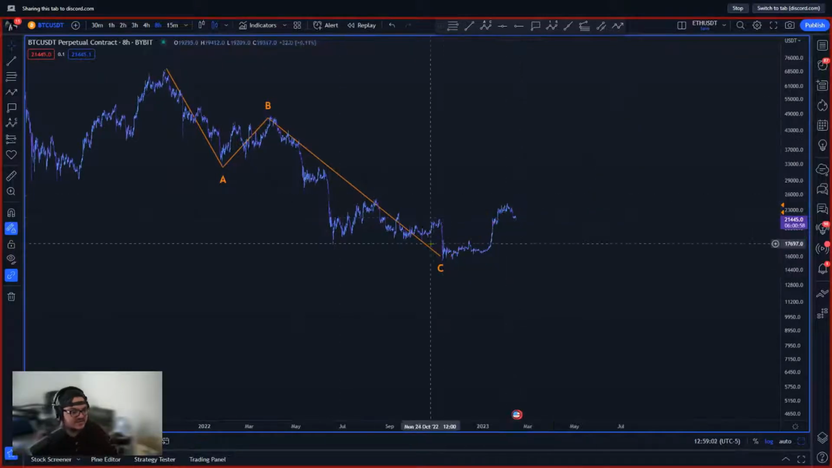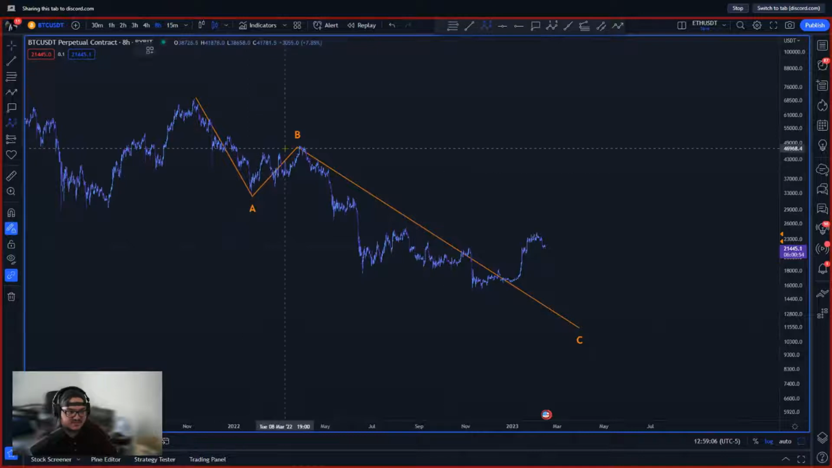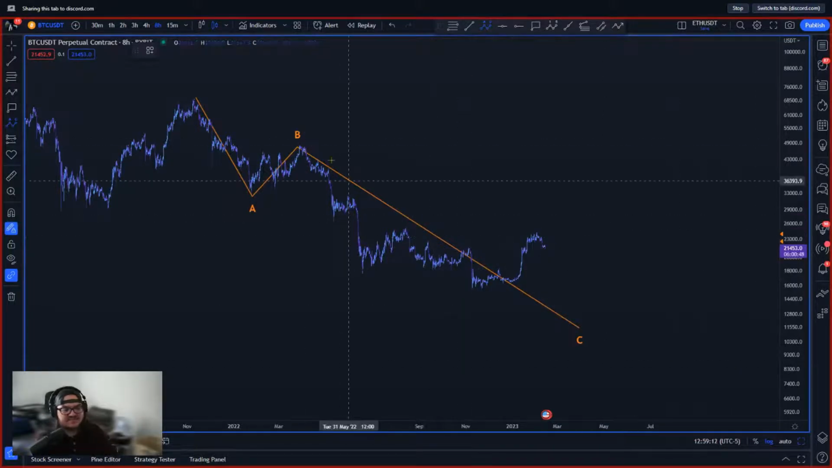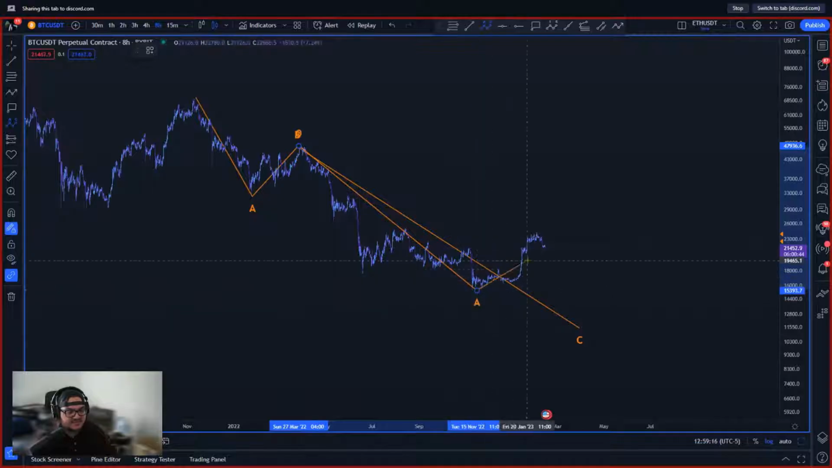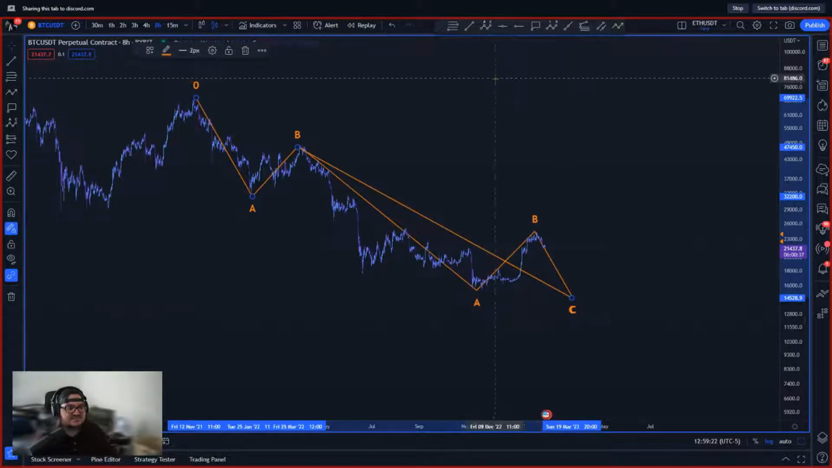The other possibility is that maybe the C wave is not done. This is a little bit more of, not my favorite option. My favorite option of what could be happening. We could have an ABC to an A. Maybe we finished the B and maybe we're coming back down for a C. This is very well possible.